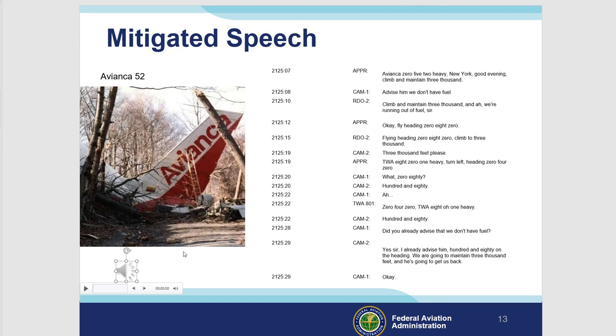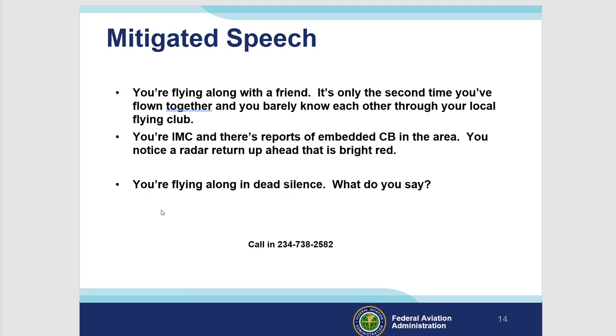Was it possible that there was any sort of mitigated speech going on where he didn't want to forcefully tell ATC exactly what he needed because he's a not-so-experienced first officer sitting next to a very experienced flight engineer and a very experienced captain? Was he being as forceful and as clear in his communication as he really needed to be? Well, probably not.